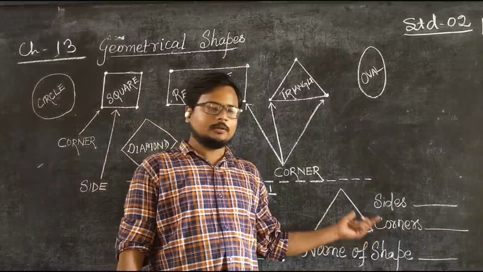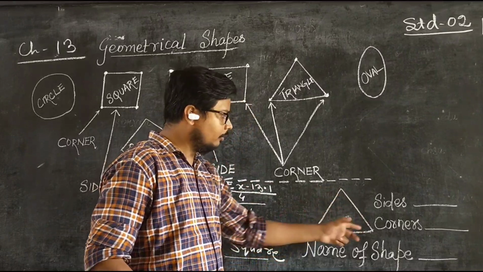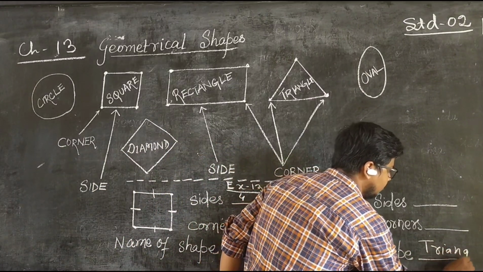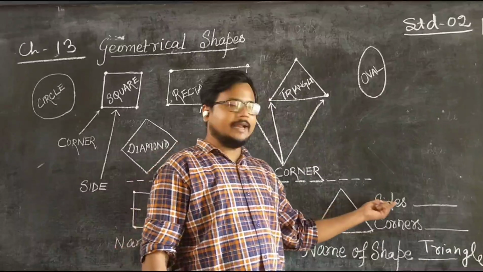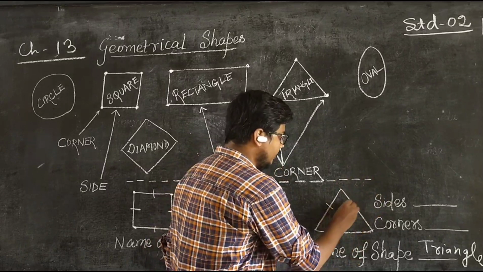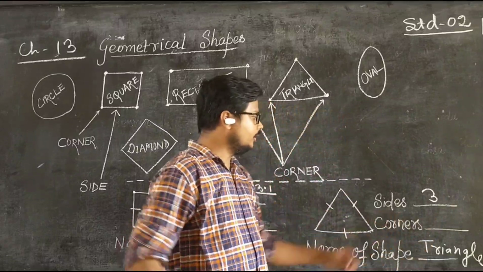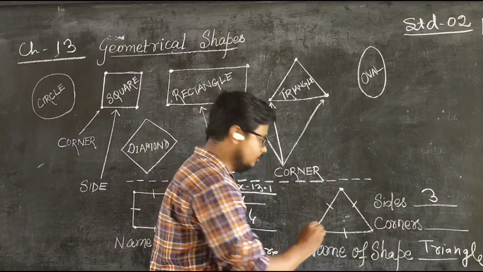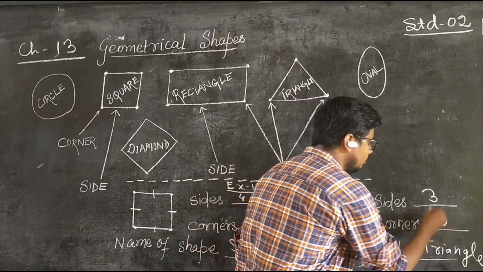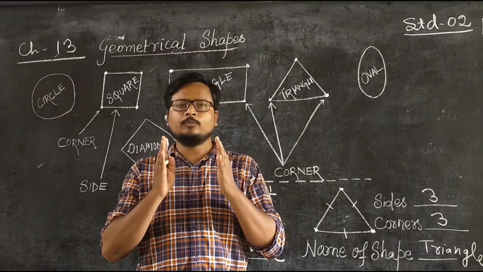Now come to the next one. As you all know, this is a triangle. So let us first write its name. Name of the shape is triangle. Now sides. How many sides does a triangle have? 1, 2 and 3. 3 sides. And corners? 1, 2 and 3. So corners will be 3. So students, in this way you have to solve exercise 13.1.